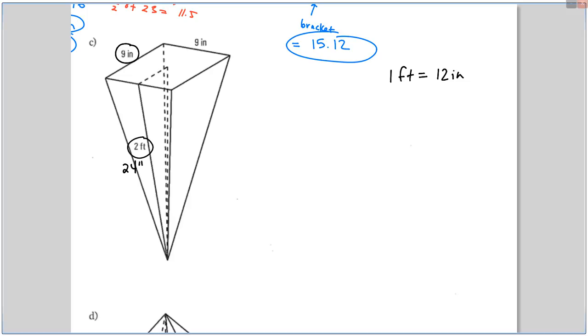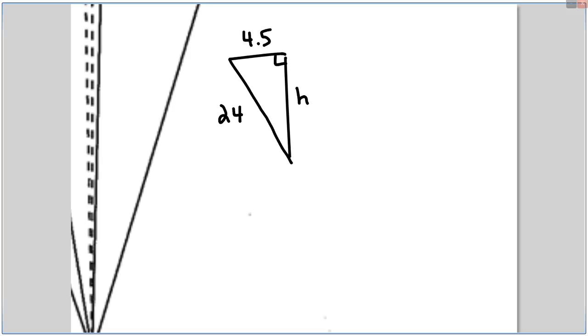Let me just blow up this triangle a bit, that's inside this pyramid. 24 inches is the slant height. You're trying to solve for the height, and they gave you 9, so half of 9 would be 4.5. There's your triangle that you're working on.